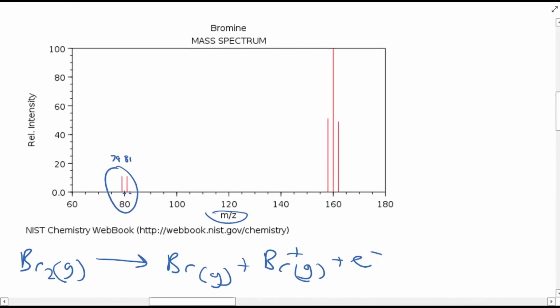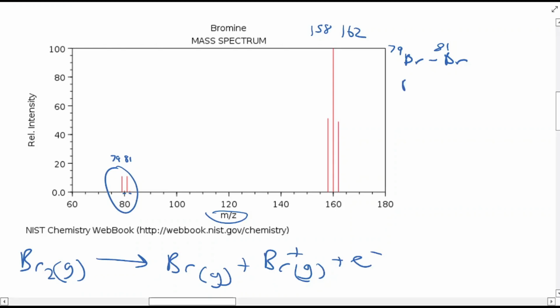So on this side we've got a big peak at 160, and then we've got two peaks that are relatively equal in intensity, one of them at 158 and one of them at 162. So why do these peaks happen? Well, bromine is a diatomic molecule, Br bonded to Br. Now bromine can exist as a 79 or an 81, and they're relatively equal. I think it's about 49-51, but we can assume it's essentially 50-50.